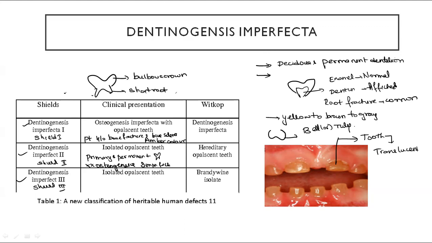Okay, now in Dentinogenesis type 3, also called Brandywine type, here you can see multiple pulp exposures. Remember one thing, usually in Dentinogenesis Imperfecta type 3, you can always see a periapical radiolucency, and the teeth will have a shell-like appearance.